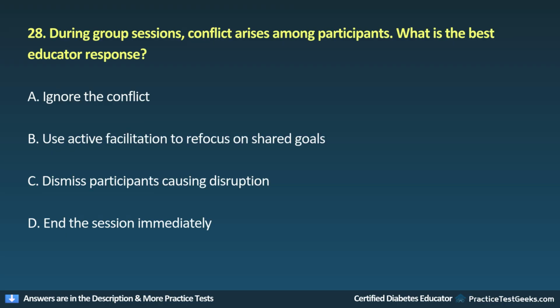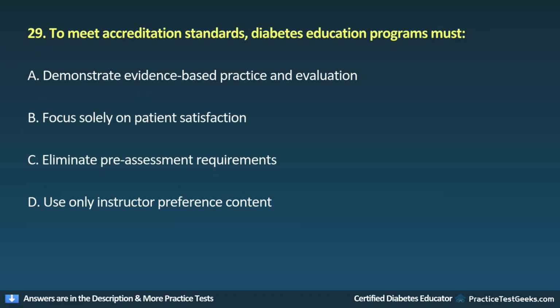28. During group sessions, conflict arises among participants. What is the best educator response? A. Ignore the conflict. B. Use active facilitation to refocus on shared goals. C. Dismiss participants causing disruption. D. End the session immediately.